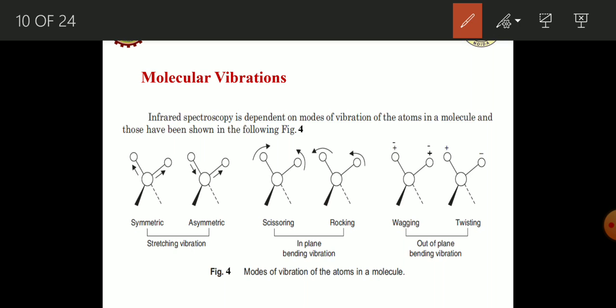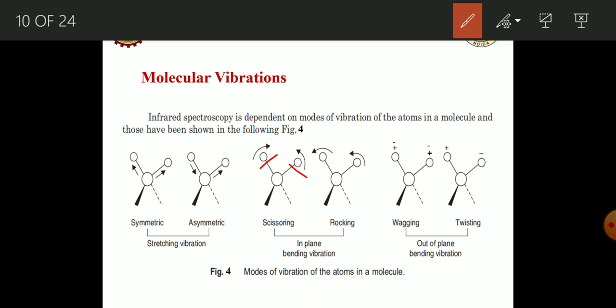In scissoring, the two atoms connected to the central atom move in opposite directions. Both atoms move in opposite directions. We already know the working of scissors, for example, two fingers moving in opposite directions.